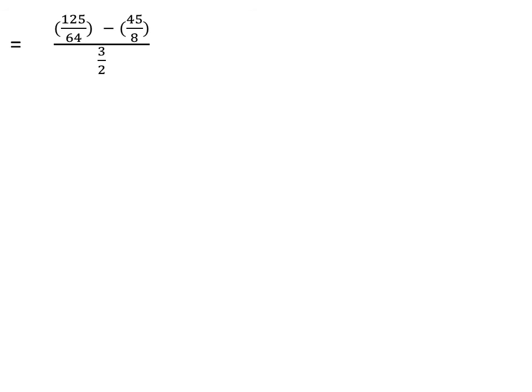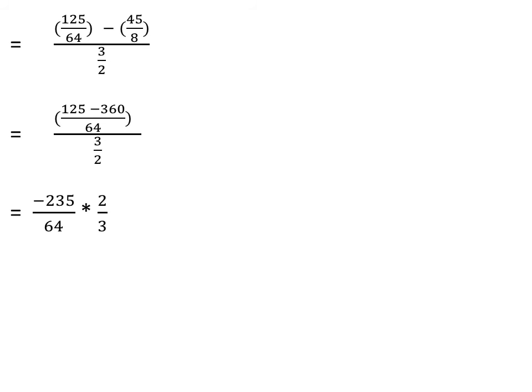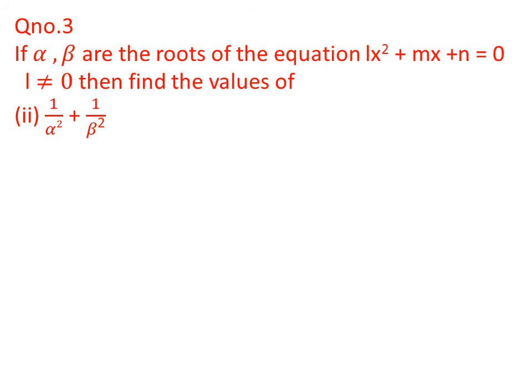By solving these terms we get 125 over 64 minus 45 over 8 in the numerator, and in the denominator we will write the same term 3 by 2. By taking the LCM from the terms in the numerator, we will write 125 minus 360 over 64, and in the denominator we will write the same fraction 3 by 2 as it is. By taking the reciprocal, we can write minus 235 over 64 into 2 over 3, which will give us minus 235 over 96.